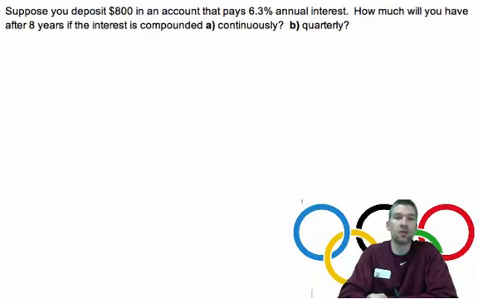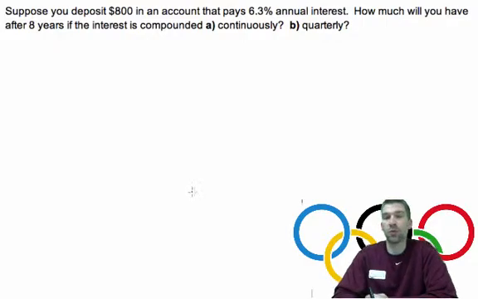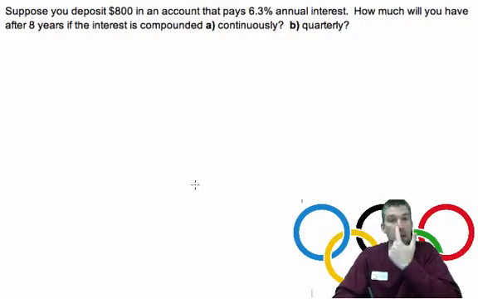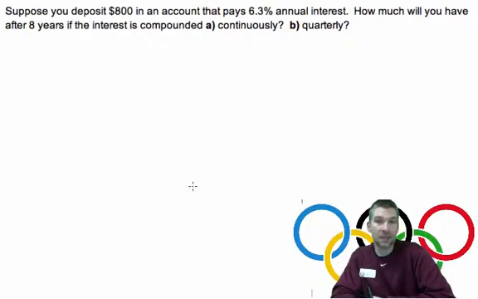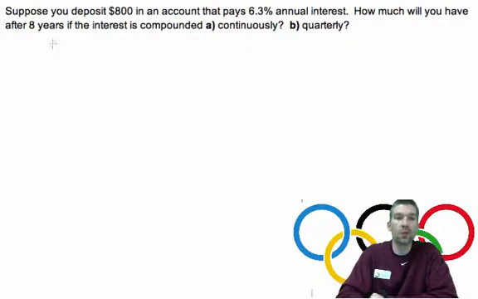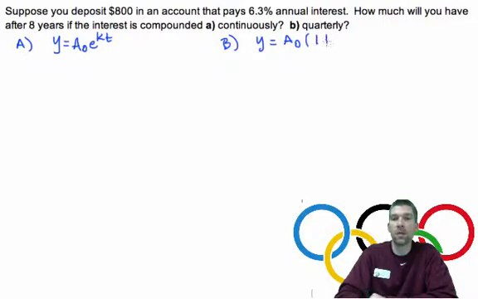So now the question becomes: suppose you deposit $800 in an account that pays 6.3% annual interest. How much will you have after 8 years if the interest is compounded continuously and quarterly? We would set up with y equals A0 e to the kt for part A. And for part B, we set up with y equals A0 times 1 plus the rate divided by k, to the kt power.